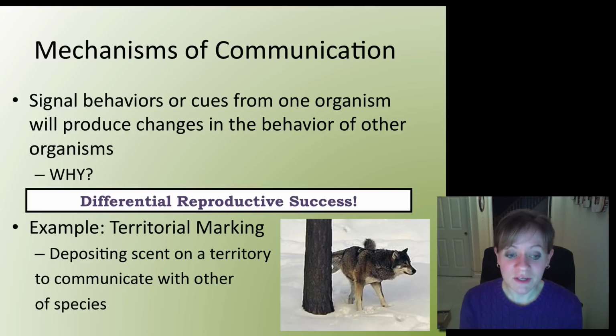An example of this is territorial marking. This is the depositing of a scent on a territory to communicate with other species, to tell other species to stay away. This is my mating den, or this is where I'm going to raise my offspring, and to protect your offspring.